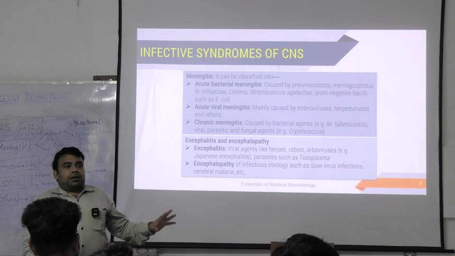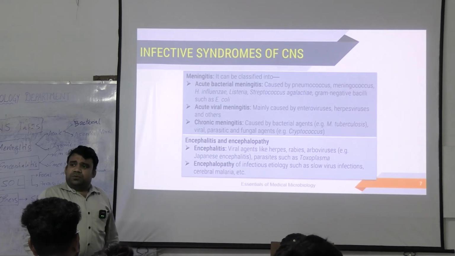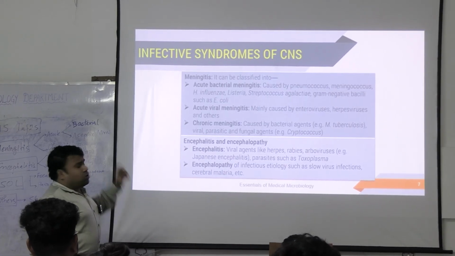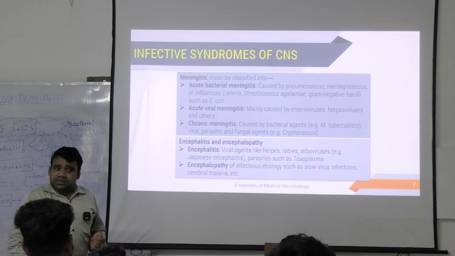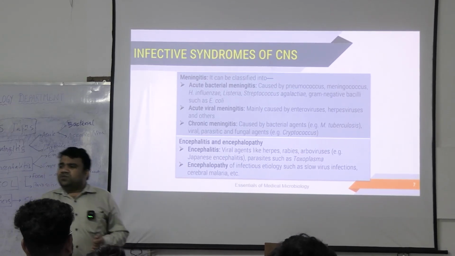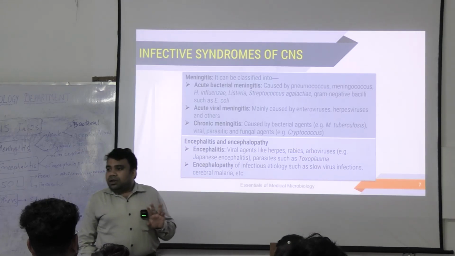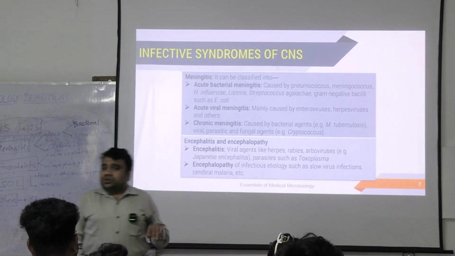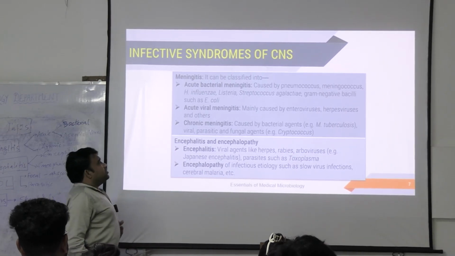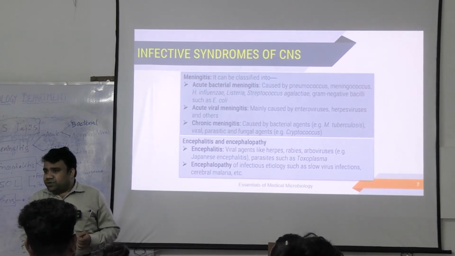Look at the etiological agent. First is pneumococcus, Streptococcus pneumoniae, meningococcus, Neisseria meningitidis, then Haemophilus influenzae. Now all these 3 pathogens have a specific property. They are all capsulated. Because they are capsulated, the capsule is a virulence factor and it predisposes to meningeal infection.